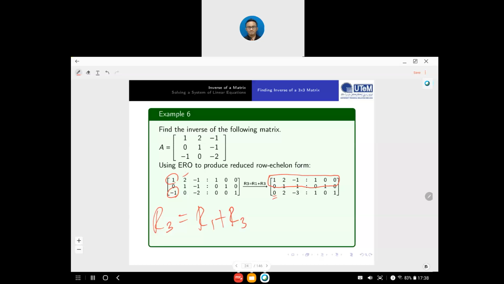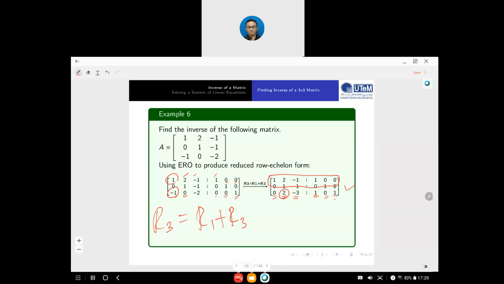2 plus 0 is 2. -1 plus -2 becomes -3. 1 plus 0 becomes 1. 0 plus 0 is 0. 0 plus 1 becomes 1. So this is the answer for that one. Next, you want to change 2 here.